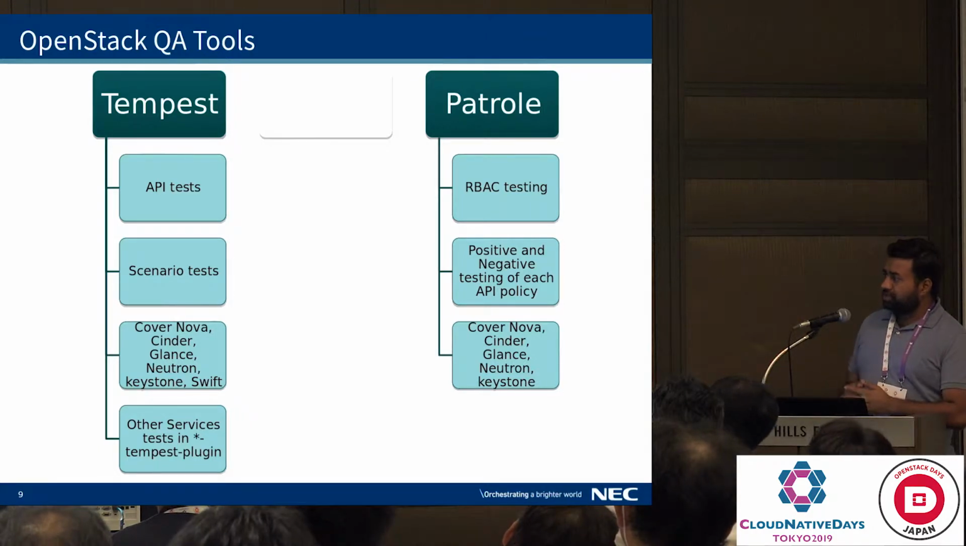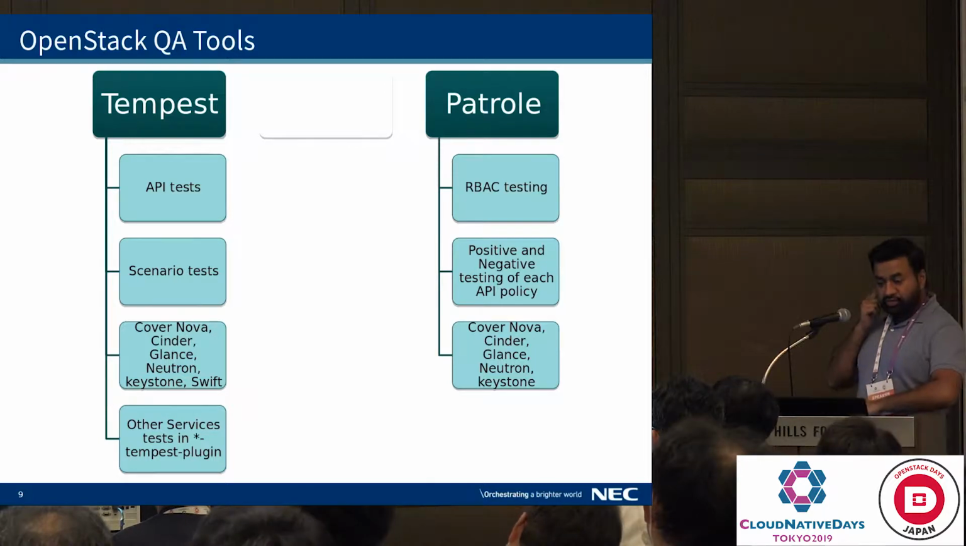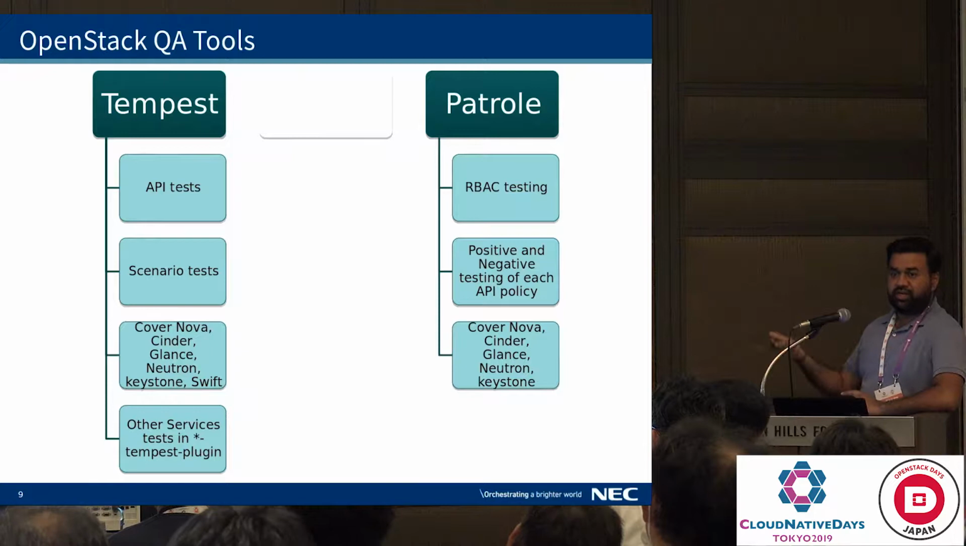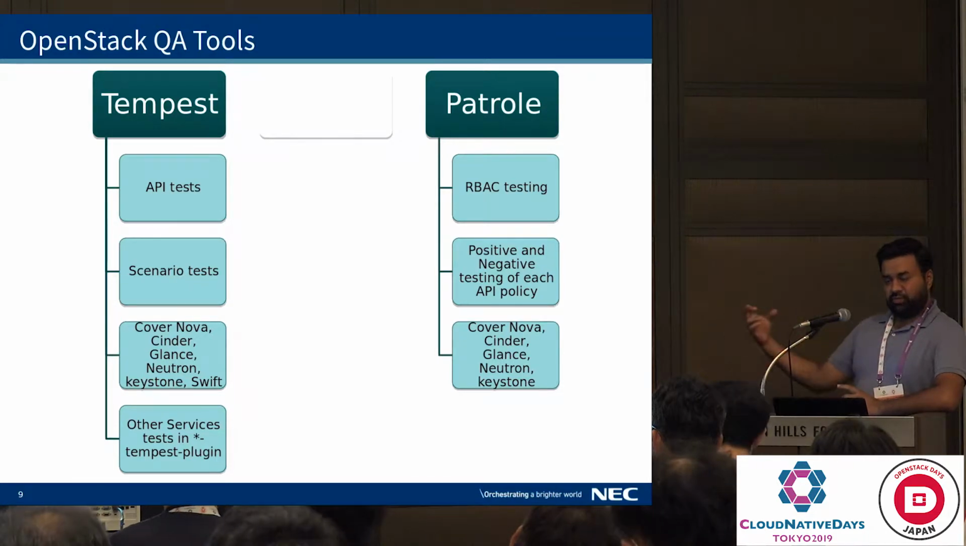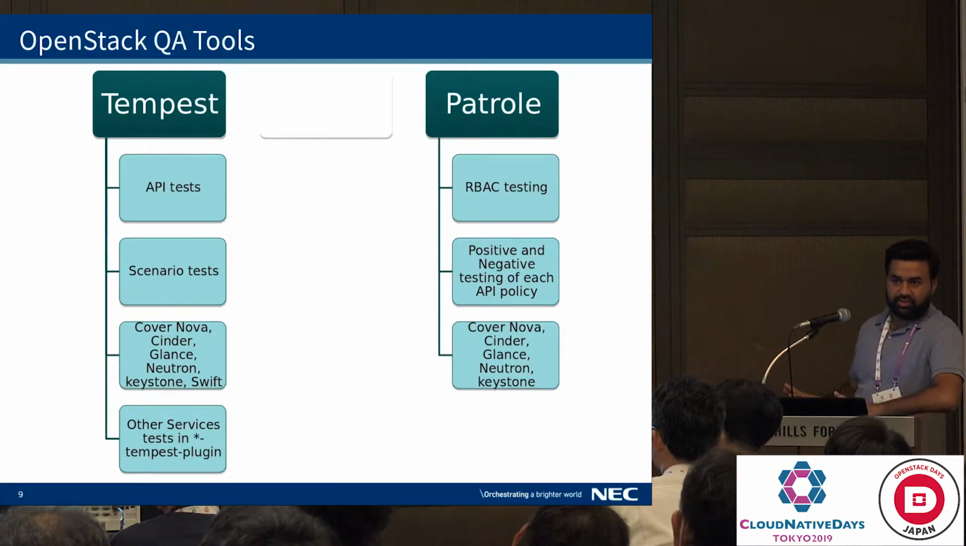In Tempest we cover Nova, Cinder, Glance, Neutron, Keystone and Swift scenario testing and API testing. Other projects' test cases come with a Tempest plugin. Every project has its own Tempest plugin. For example, Ironic has the Ironic Tempest plugin, and Designate has its Designate Tempest plugin. So the test location is on the project side, on the plugin side. But when it comes to running the test cases, you can run them with a single command, tempest run.